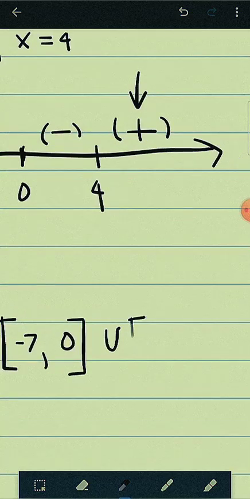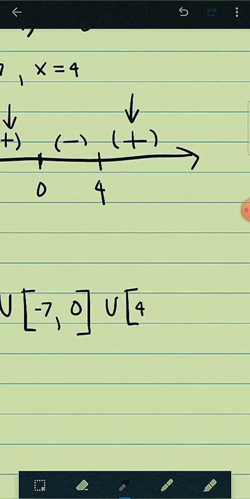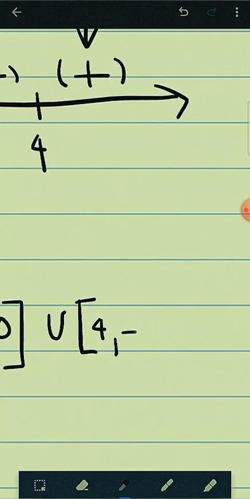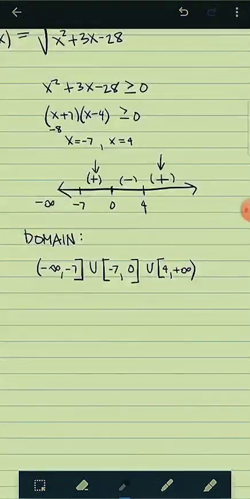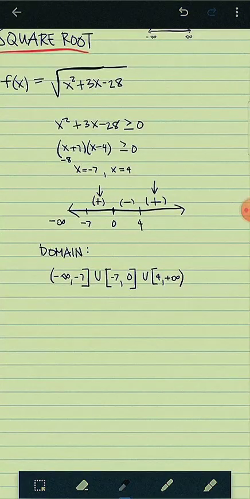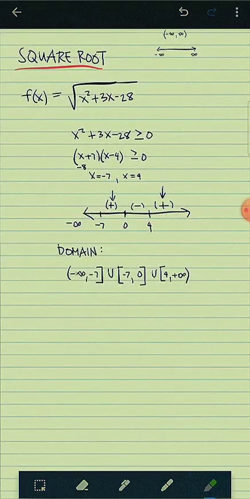Since 4 is included, we write a bracket. So from 4 towards, what's the region here? It's positive infinity. So parenthesis, because infinity is not a defined or finite point. So this is now our domain for this particular example.